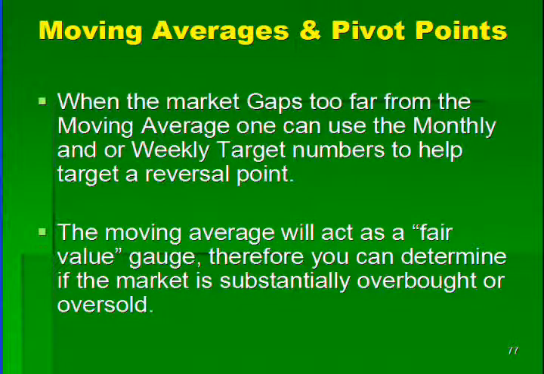So when the market gaps too far from the moving averages, that's when you can use your monthly and weekly target numbers to help target a reversal point. And that moving average will act as what we call a fair value gauge. Therefore, you can determine if the market is substantially overbought or oversold.